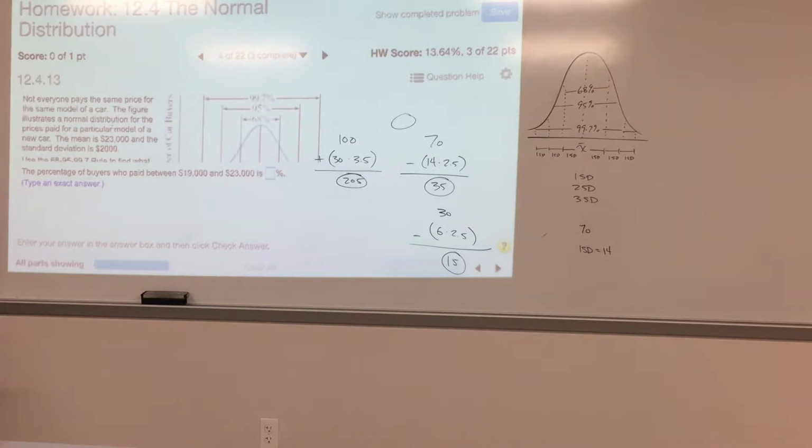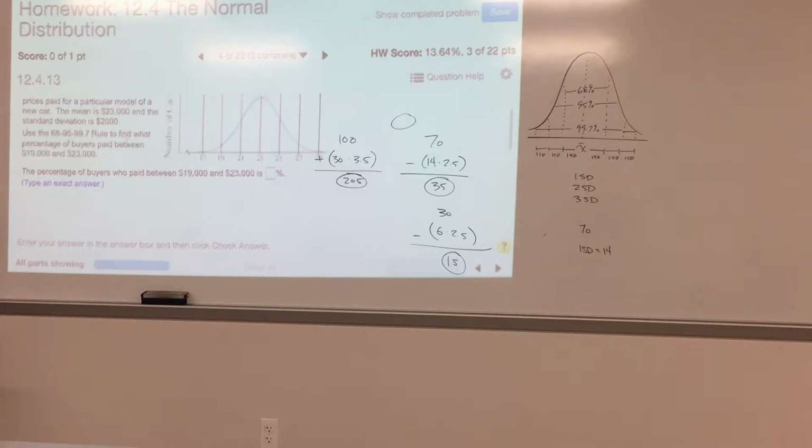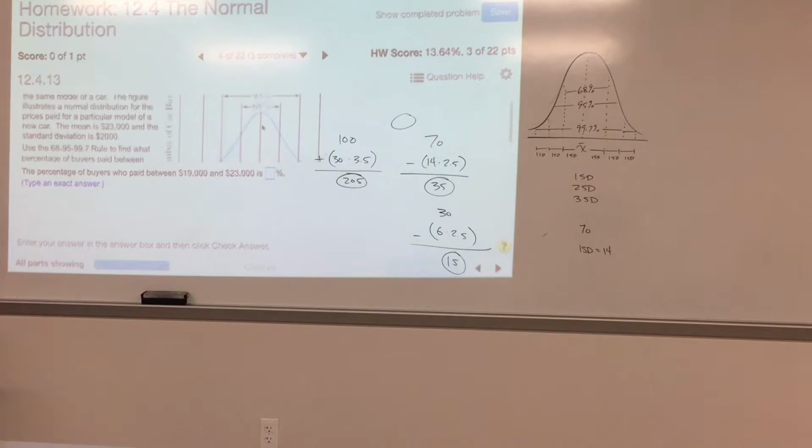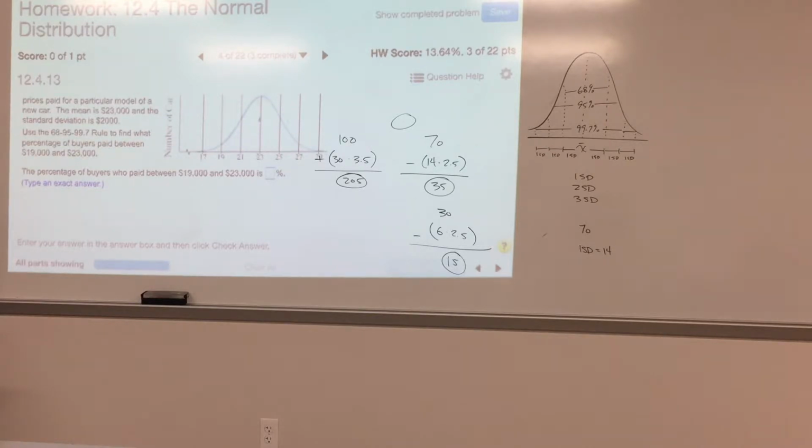So why don't we read it? Not everyone pays the same price for the same model of car. This figure illustrates a normal distribution for the prices paid for a particular model of a new car. The mean is 23,000 and the standard deviation is 2,000. Sure enough, take a look here. The mean that goes right down the middle of our normal distribution is 23,000. We have a standard deviation of 2,000.